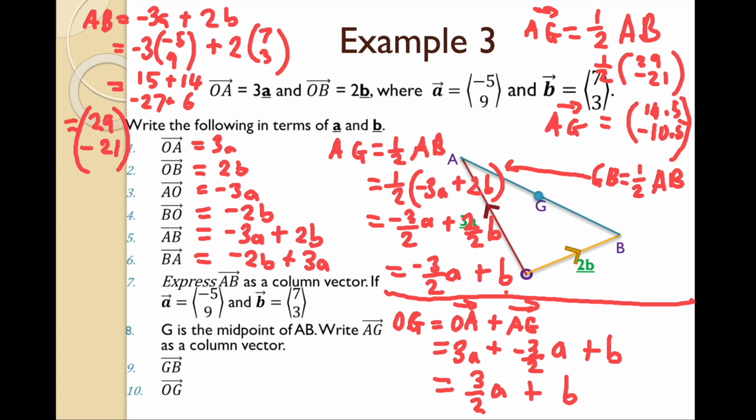Okay, good. Now when I came to OA plus OG, what I'm adding is OA. What is OA? 3A plus AG. So AG is minus 3 over 2A plus B, which we got from this. Now, because I didn't have a B from the OA, I didn't have to add a B to anything. That's why the B just remained the same B that we have up here.